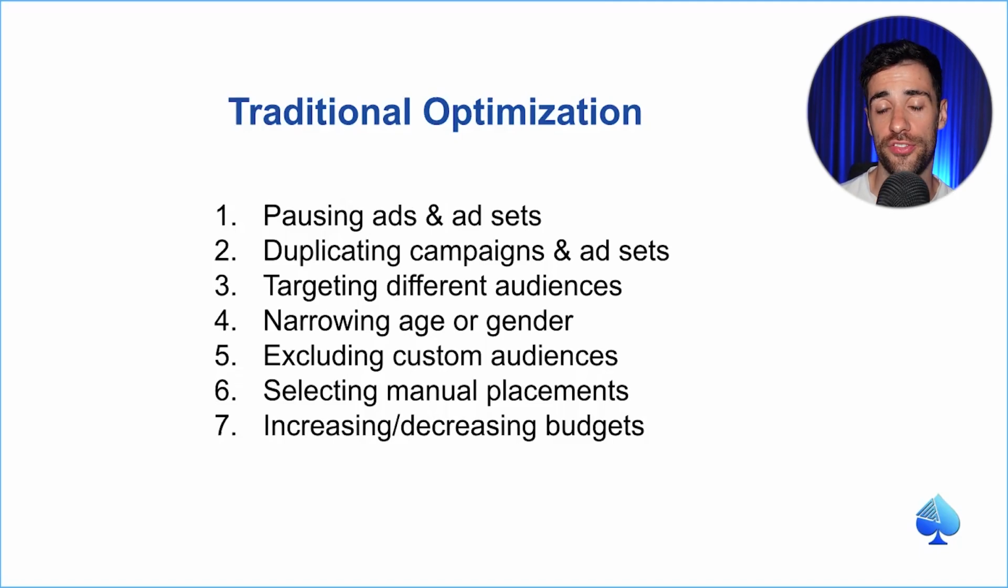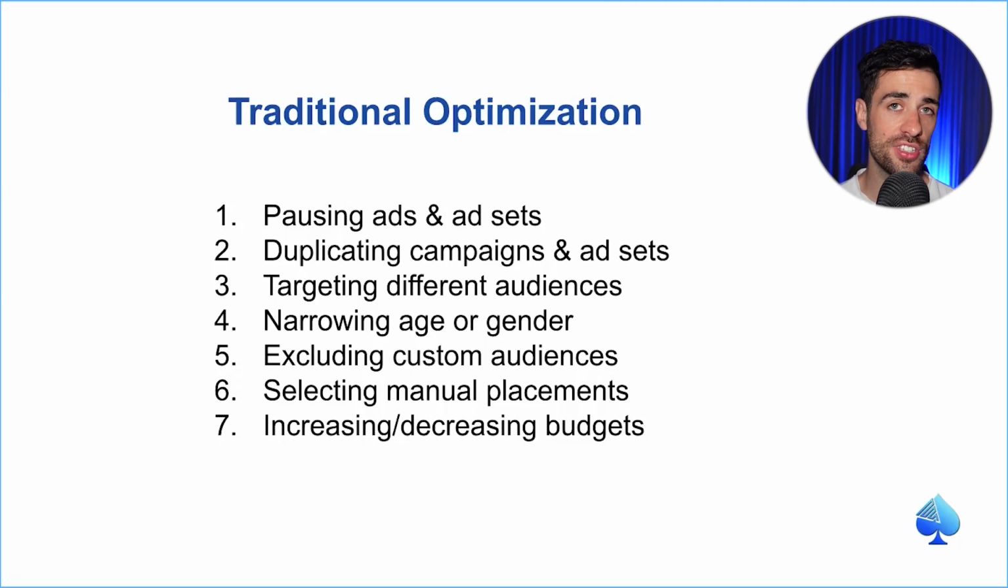So if things were tailing off in performance, what we used to do was we just simply duplicate it to give it a refresh and pause the thing that tailed off in performance to see if that would rejig the audience and make it work again. Or we'd also duplicate things, crank up the budget and scale horizontally.